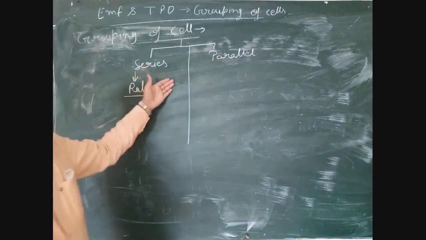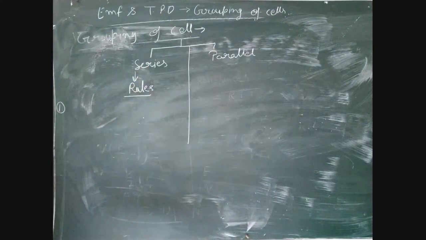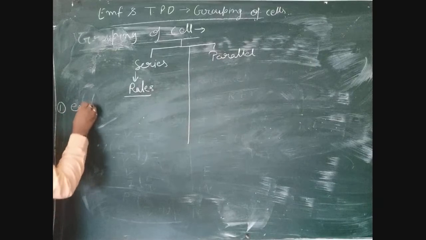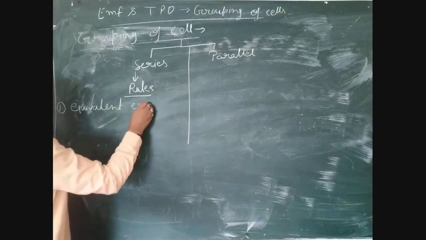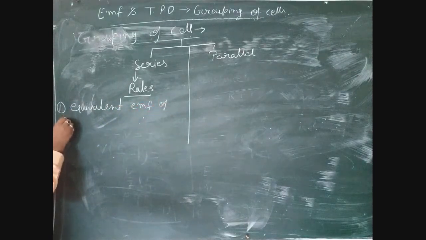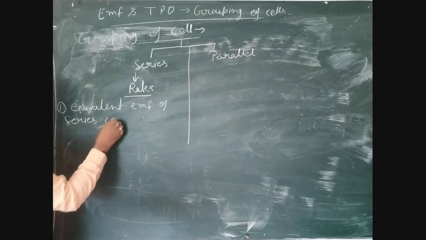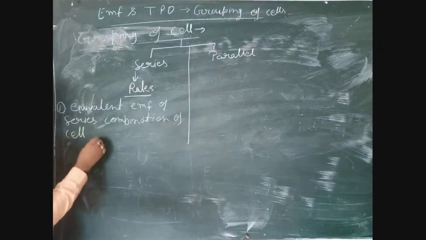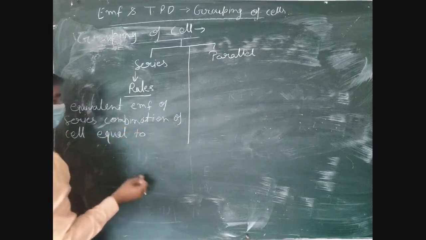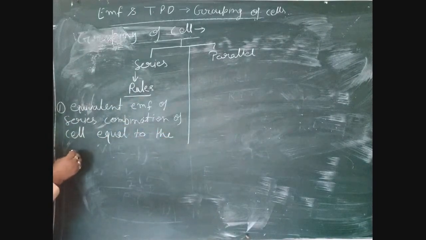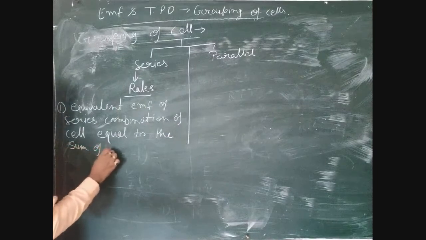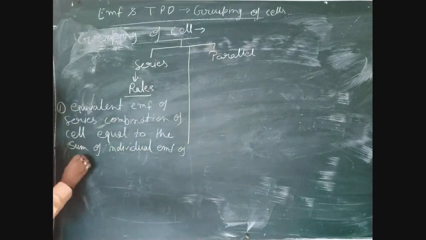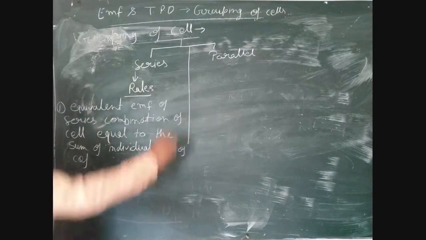When we discuss the grouping of cells in series, the first rule is that the equivalent EMF of a series combination of cells is equal to the sum of the individual EMFs of the cells. Suppose we are adding two cells.